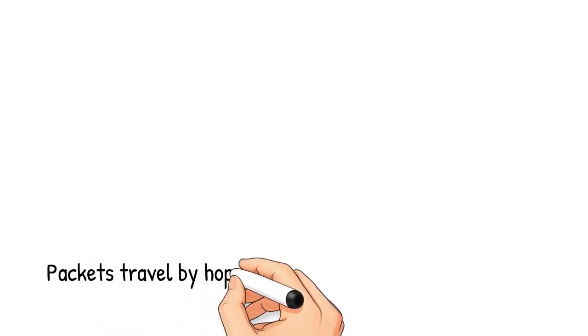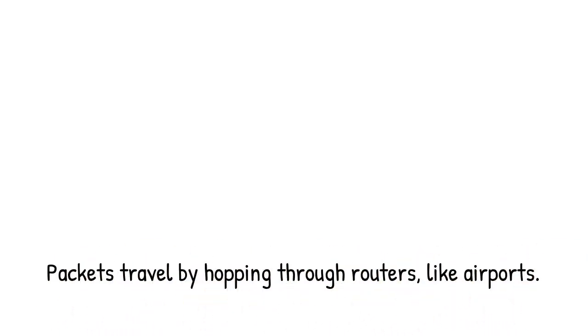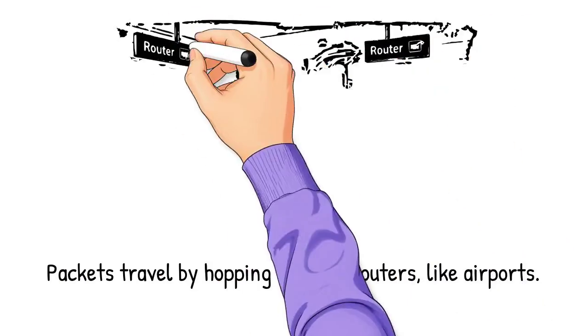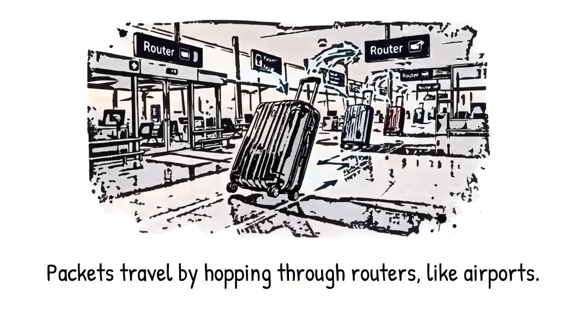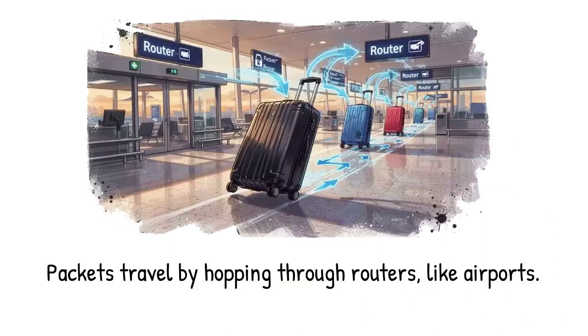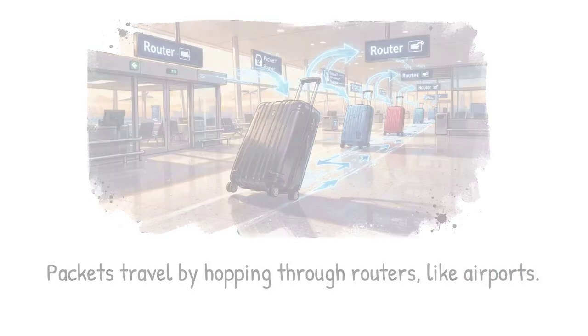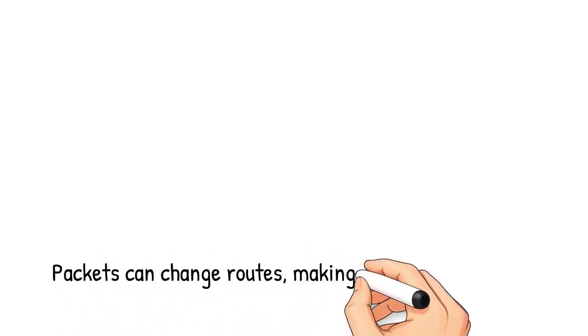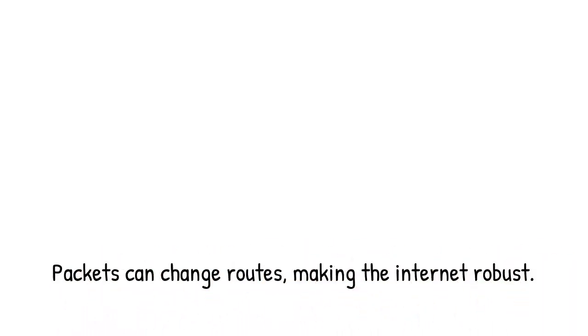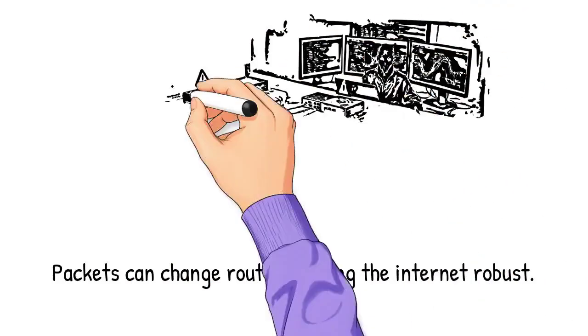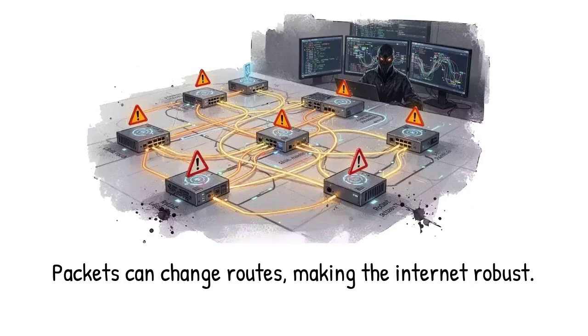When you send a packet, it doesn't travel in a straight line. It hops from one router to another, like a traveler moving through airports. Each router examines the packet's header and decides the best next hop. This process continues until the packet reaches its destination. This journey is dynamic. If a router is overloaded, the packet may be rerouted. If a cable is damaged, the packet may take a different path. This flexibility is what makes the internet robust, but it also creates opportunities for attackers to intercept or manipulate packets.